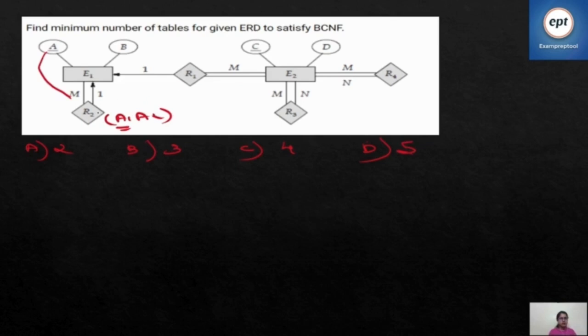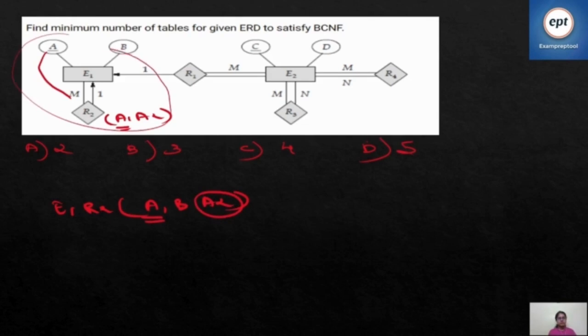Okay, so if we make the relation with E1 and R2, the attributes we will have, if we combine, are A, B and A2. Okay, and this A1 is the key, and A2 is the foreign key. So this is the attribute set we will have. So clearly from this we will have one table. Okay, one table we will have with M to 1 mapping, and if you can see this we will have a 1 to 1 mapping. So this will be one table.